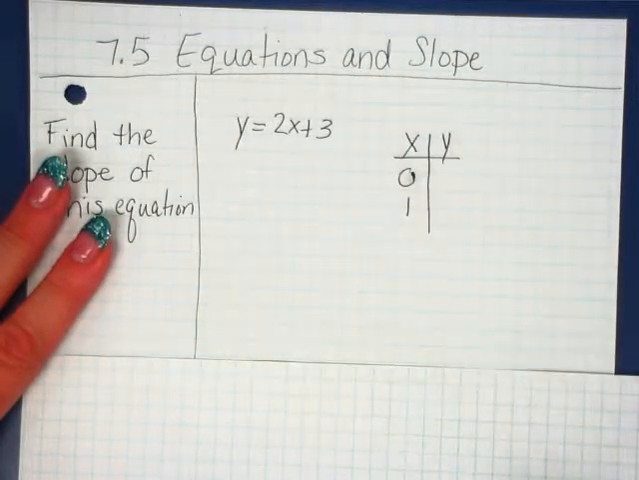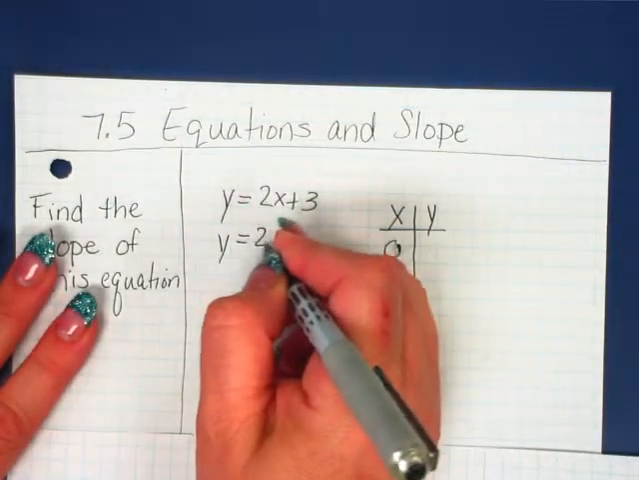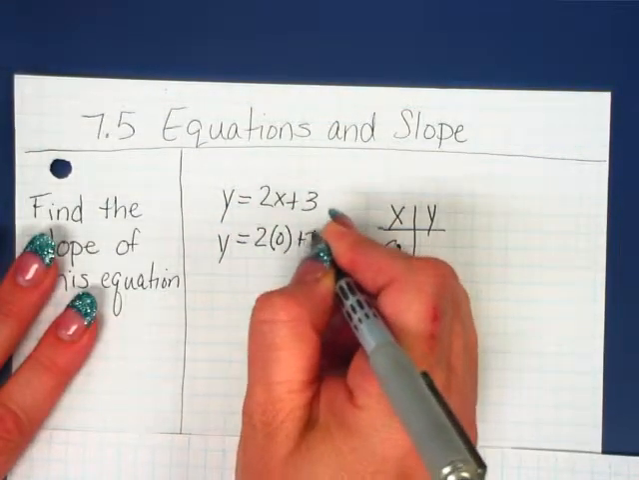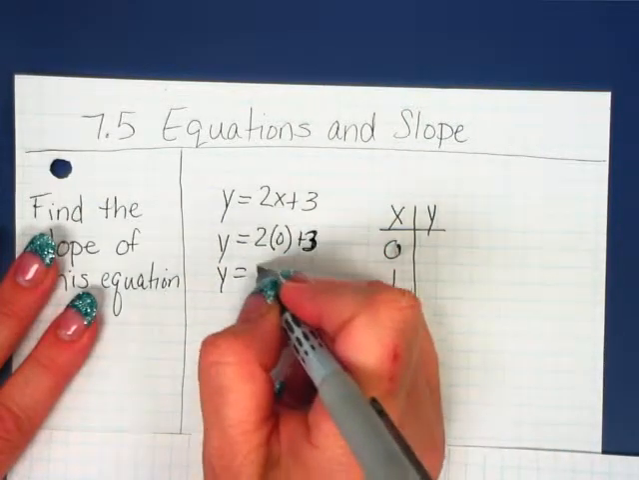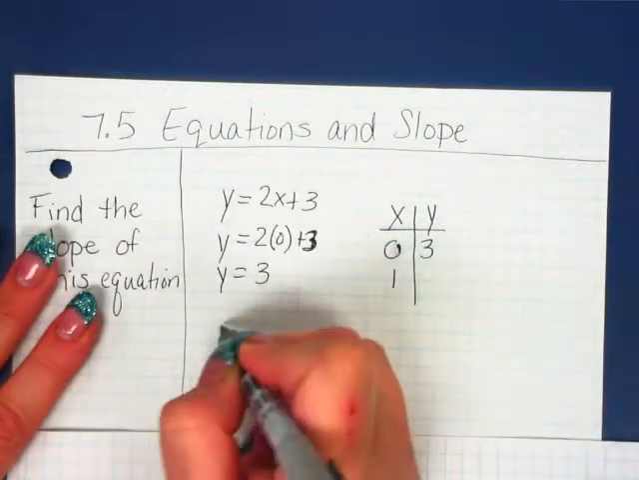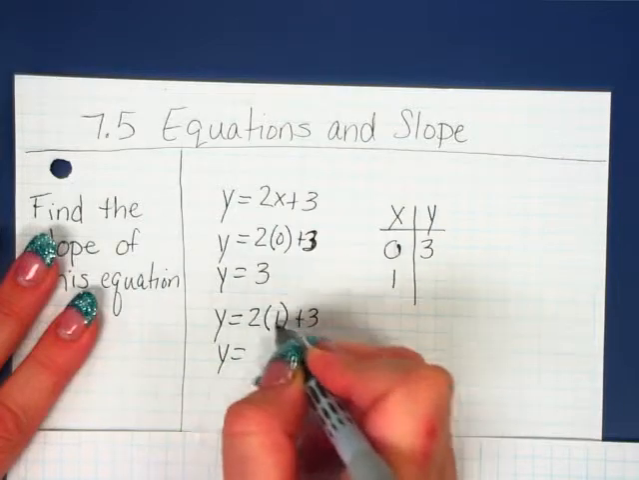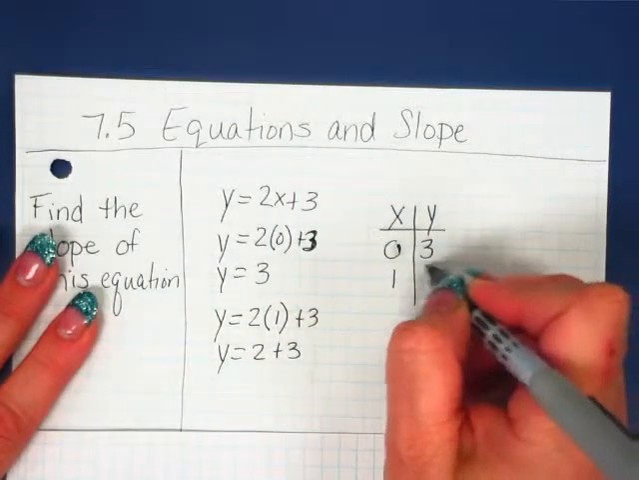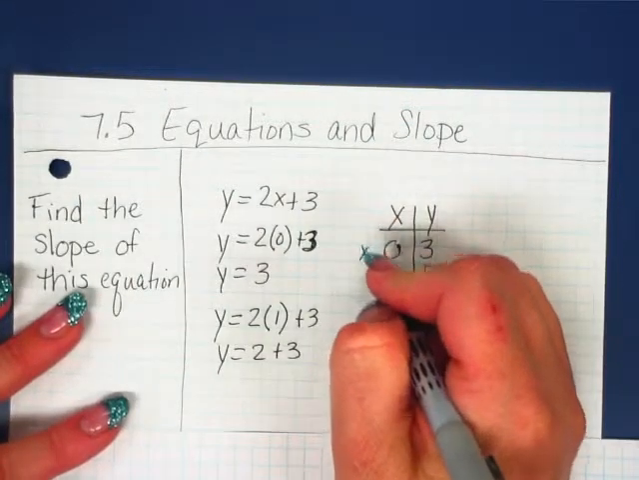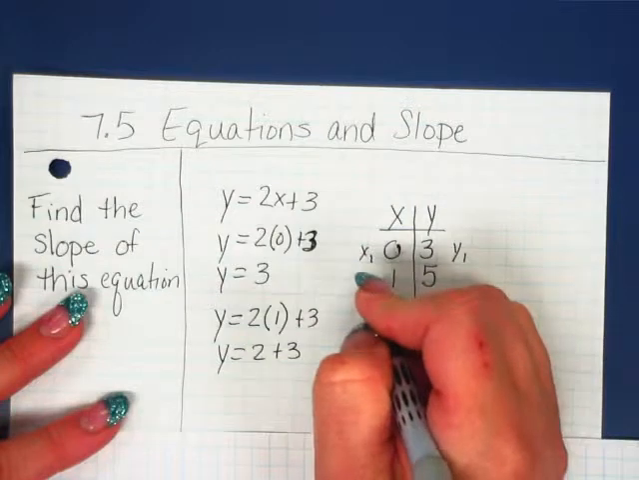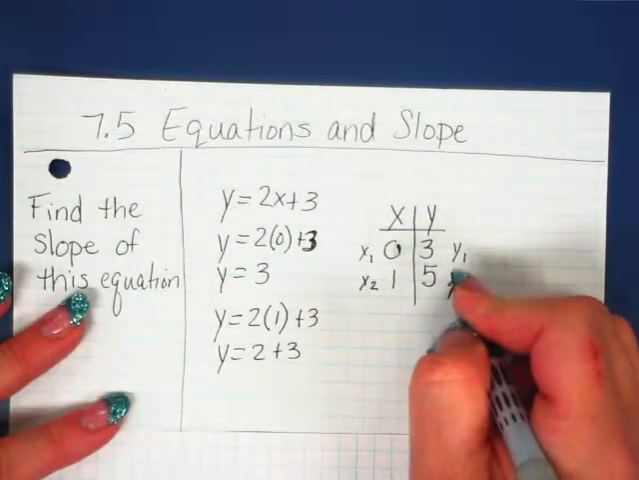Okay, so now let's substitute. Remember that if x is 0, we get 0 plus 3, which is 3. And now let's see what happens when x is 1. 2 times 1 is 2, plus 3 is 5. So now I have 2 points. This is my x1, and this is my y1, and this is my x2, and this is my y2.